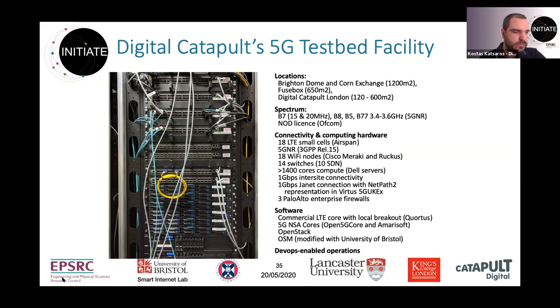In terms of software, we have a commercial 4G core with local breakout from UK SME portals. And we have 5G non-standalone cores from multiple vendors, from Open5GCore and Amarisoft. OpenStack is the main virtualization platform that we are using, but, as Costas from KCL mentioned for the other facilities, we have also onboarded Kubernetes and are trying to see how containerized versions of virtualization infrastructure will work. Finally, we are using orchestration from OSM, Open Source MANO, with modifications from the University of Bristol to support and manage our infrastructure, and also to interconnect the Digital Catapult testbed to the Initiate testbed.